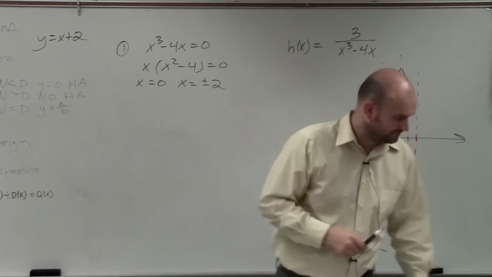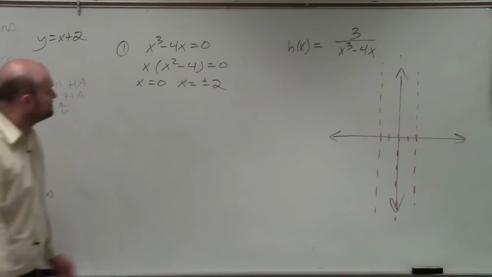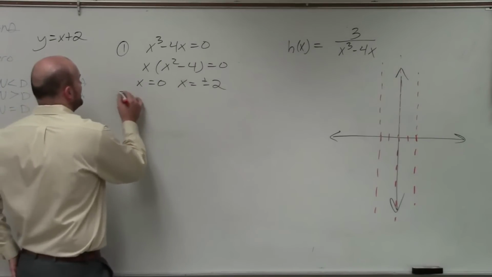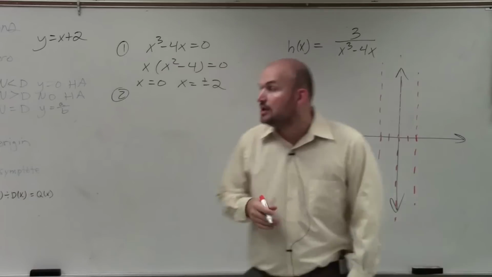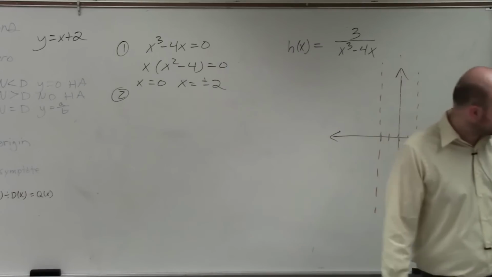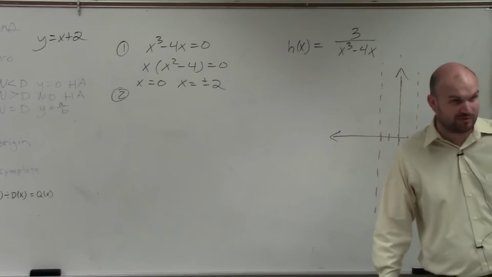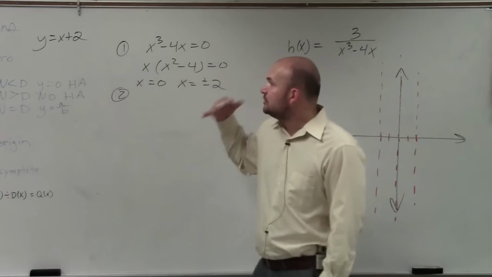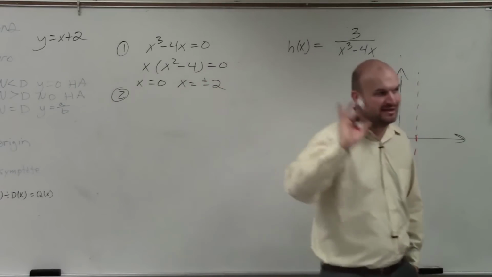So the next thing, step number 2, is to identify your horizontal asymptotes. What the horizontal asymptote rule said, which is exactly the same thing we wrote up there before and have reviewed again, is that you're going to look at the degree of the numerator and the denominator.